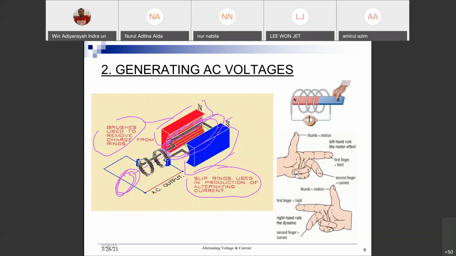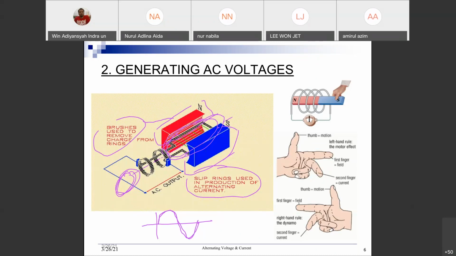So when the coil rotates in the anti-clockwise direction at a constant angular velocity, the electromotive force, EMF, is induced in the coil. So it will generate AC voltage.